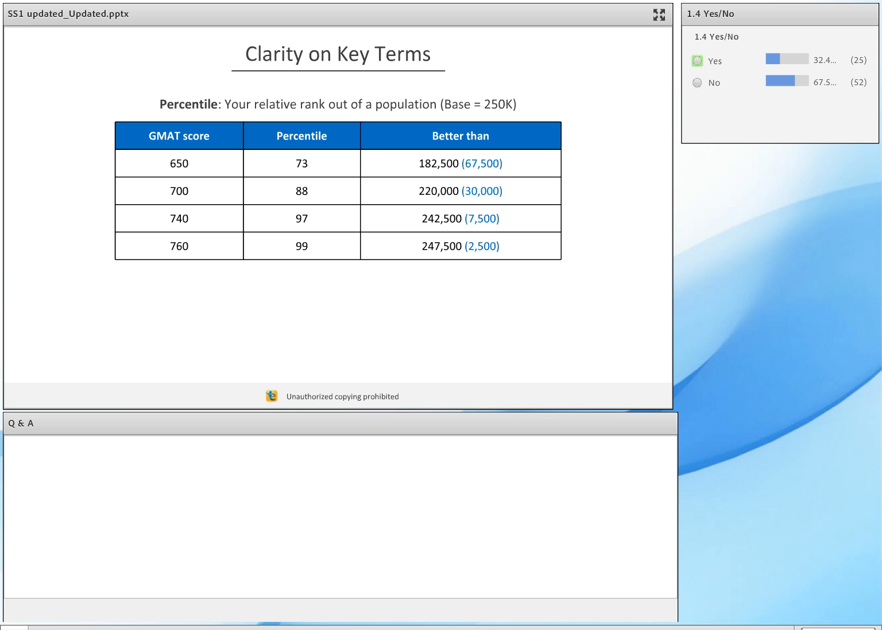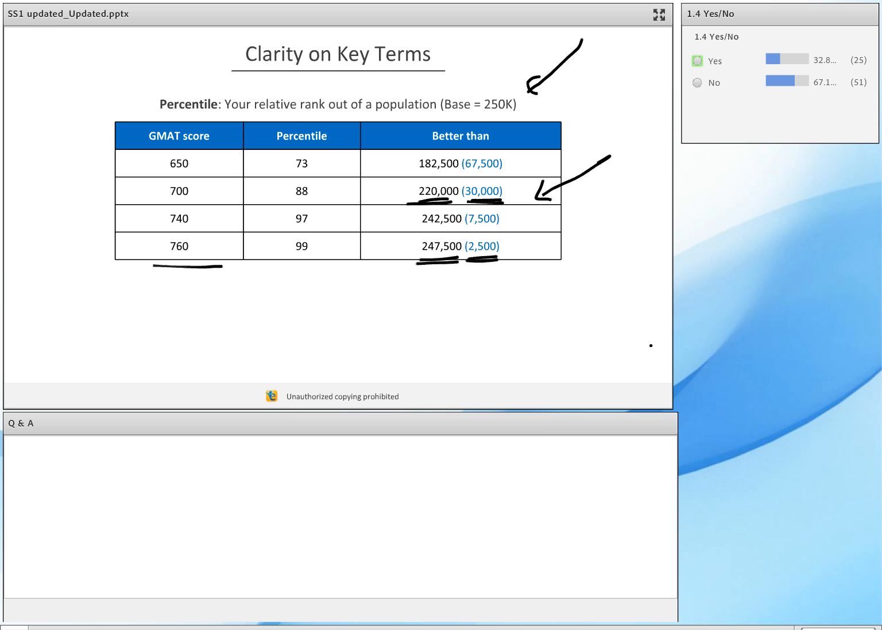And just to really put this in a bit more context, when you think about a score of 760, if 250,000 people take the GMAT every year, what you're really saying is that if I'm aiming for a 760, I'm going to be amongst that top 2,500 students who take the GMAT, and I'm going to be better than 247,500. If you're going to aim for a 700, you're going to be among those top 30,000, or you're going to be better than 220,000 students. And that's a piece that you need to understand.